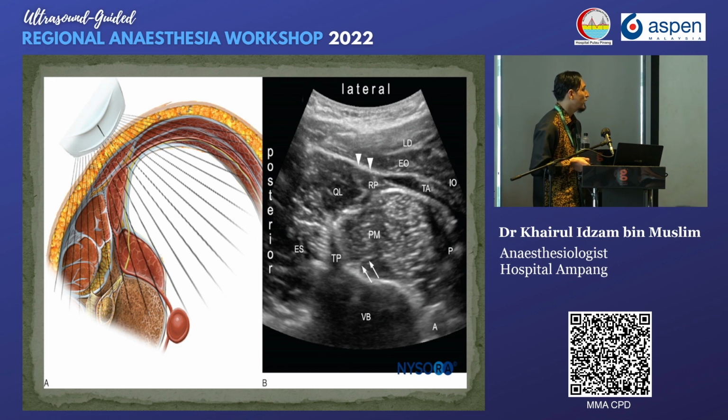So we need to identify at least the transverse process and vertebral body, and the muscles near the transverse process: the psoas major, QL, erector spinae muscles at the posterior, and the abdominal muscles. This is the external oblique, internal oblique, and transversus abdominis, and also the latissimus dorsi.